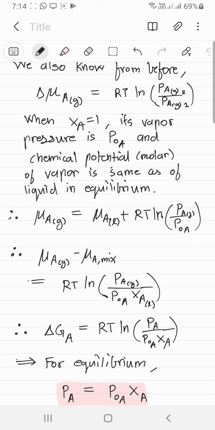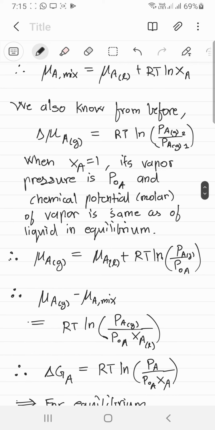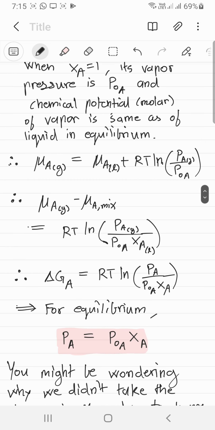Yes, and then we can use this fact to change the chemical potential of the gaseous A when X is 1 to the chemical potential of the liquid A. And yeah, that's nice.